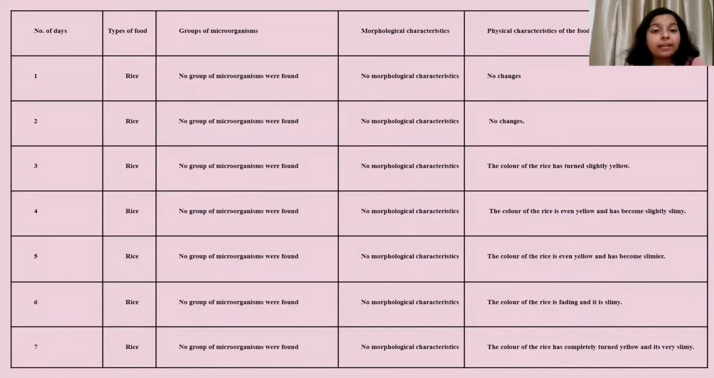Next is the result for rice in part A. Rice that was kept in part A is in the closed system.